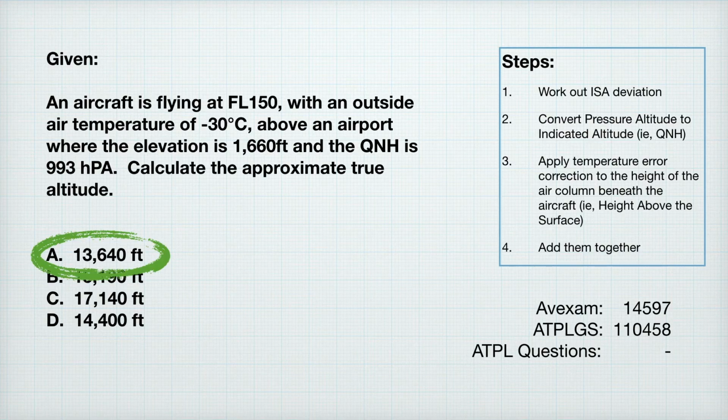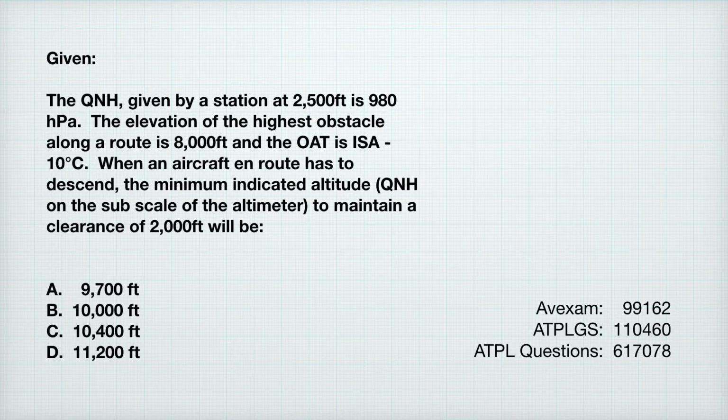Alright, let's move on to question number 3. The QNH of a station at 2,500 feet is 980 hectopascals. The elevation of the highest obstacle along a route is 8,000 feet, and the outside air temperature is ISA minus 10. When an aircraft en route has to descend, the minimum indicated altitude with QNH on the subscale of the altimeter to maintain a clearance of 2,000 feet will be, and then we've got some options available to us.